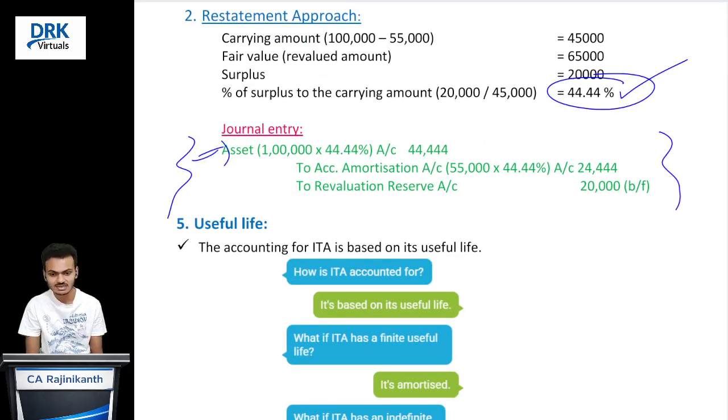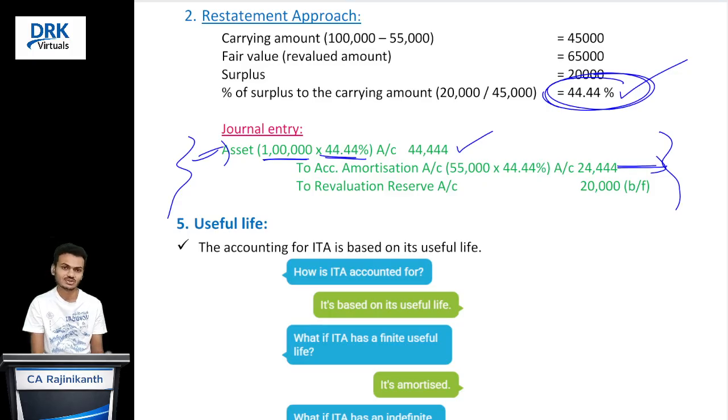Here the intangible asset has a gross carrying amount of 1 lakh rupees, correct? So you increase it. In our example, this is a revaluation gain. So you increase to the extent of that percent. And similarly, the accumulated amortization also we should increase. See here, we are increasing.